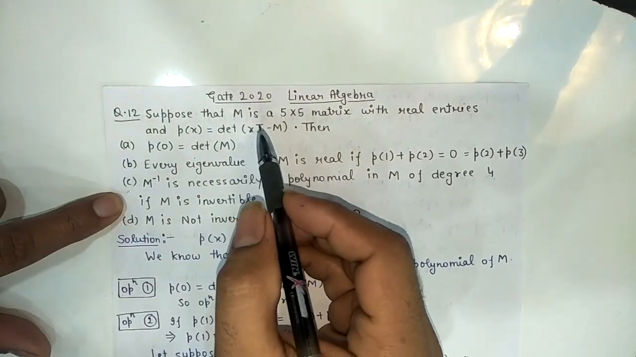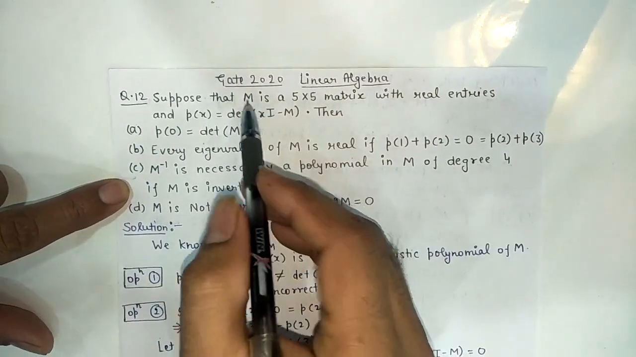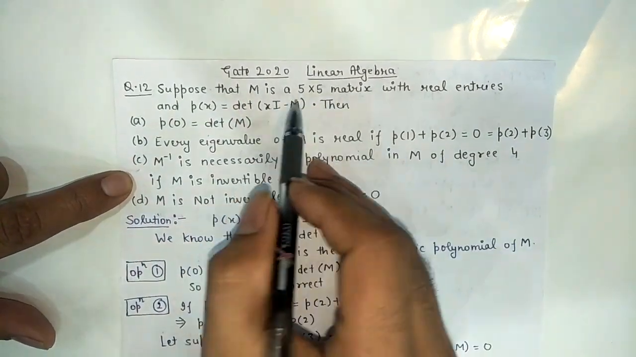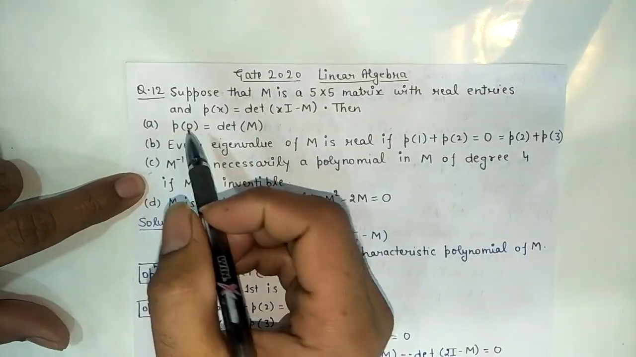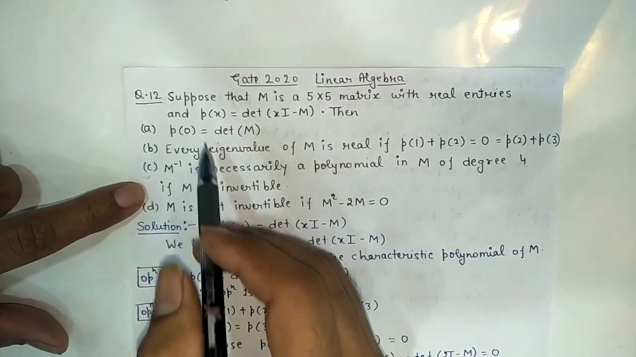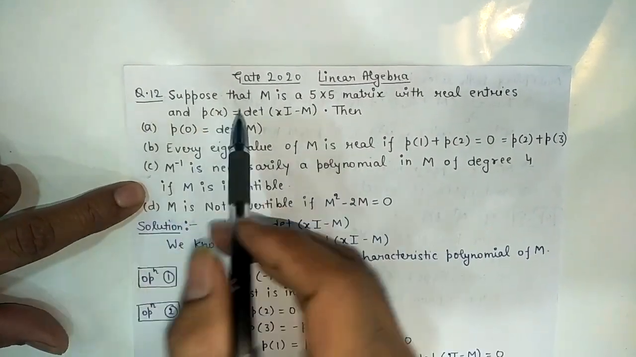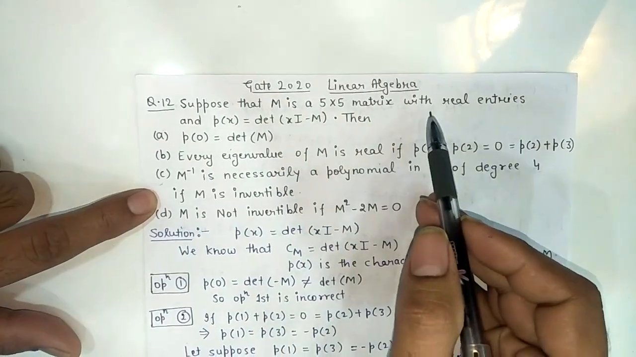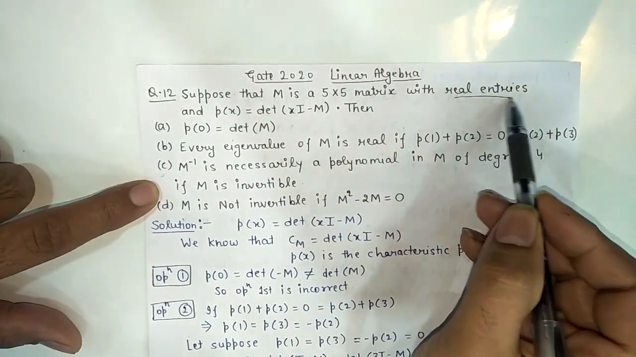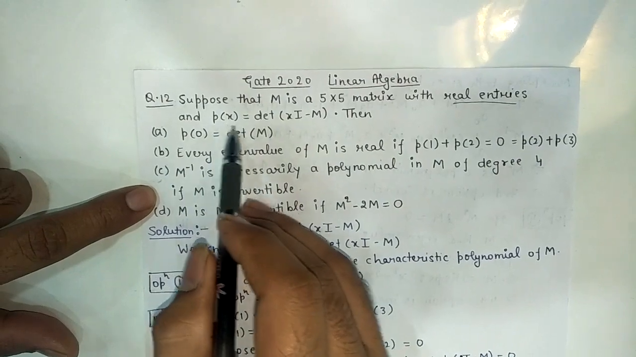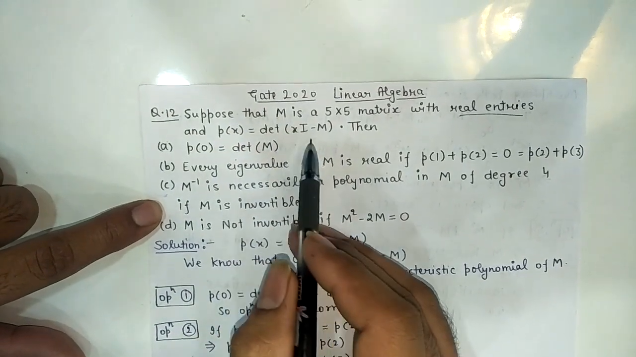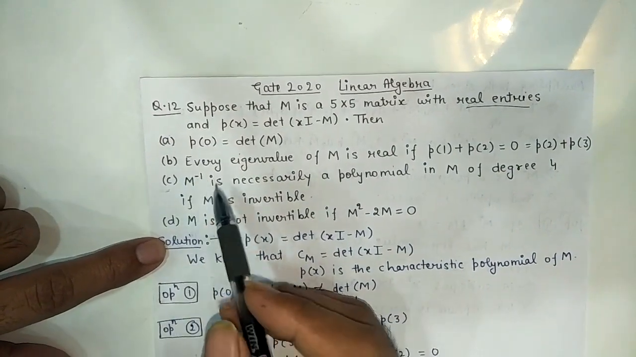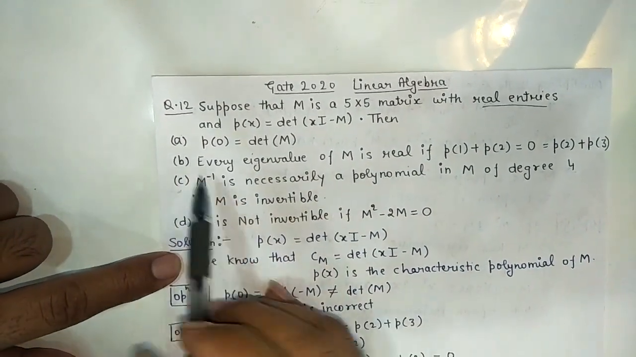Hello friends, today I am discussing question number 12 of GATE 2020, and this question is from linear algebra. So what does this question say? Suppose that M is a 5 cross 5 matrix with real entries, and P(x) is equal to the determinant of xI minus M. Then we have been given 4 options and we have to answer for the correct option.